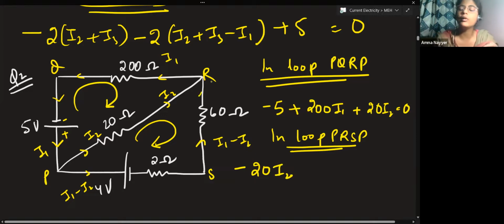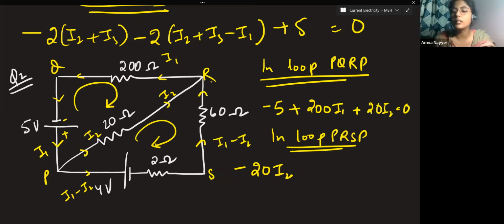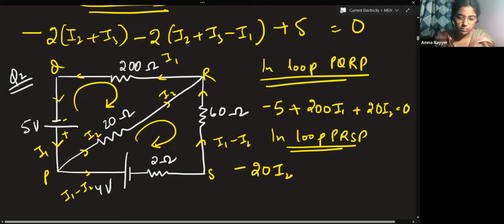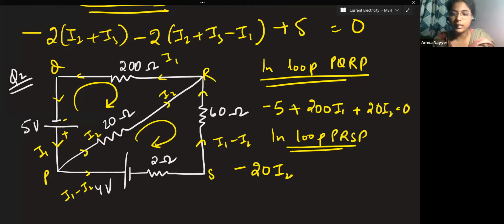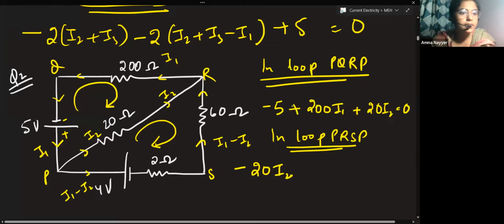R to S, we are moving opposite to the direction of current. So if we are moving opposite to the direction of current, what should be the value of voltage? Positive. No, that is positive. A value of voltage, how will you write it? 60 I1 minus 60 into I1 minus I2. Good. So it will be positive 60 into I1 minus I2.